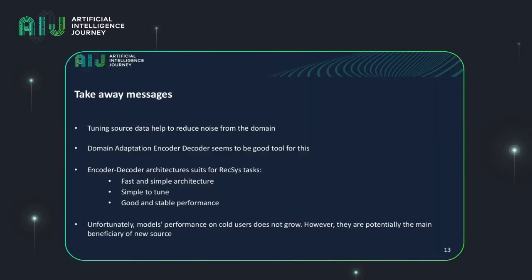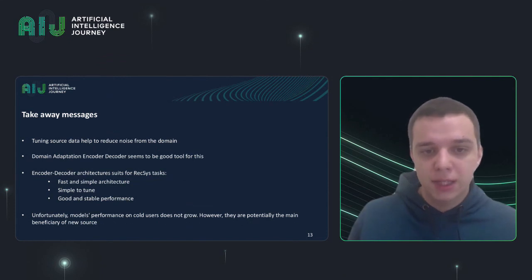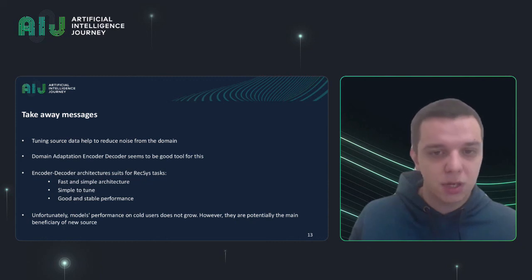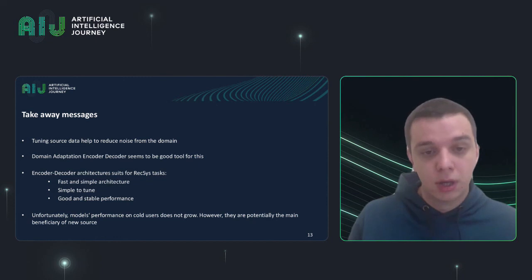Let's now move to the last slide, the conclusions that we can derive from this work. Repeating again, the tuning of source data helped us to reduce the noise from the domain, and the domain adaptation encoder-decoder turned out to be quite a good tool for this. I would like to separately note that encoder-decoder architectures suit the RecSys task well, and it makes sense to test them and try them out. The architecture is quite simple. It just takes tuning, and basically the result turns out to be quite stable.